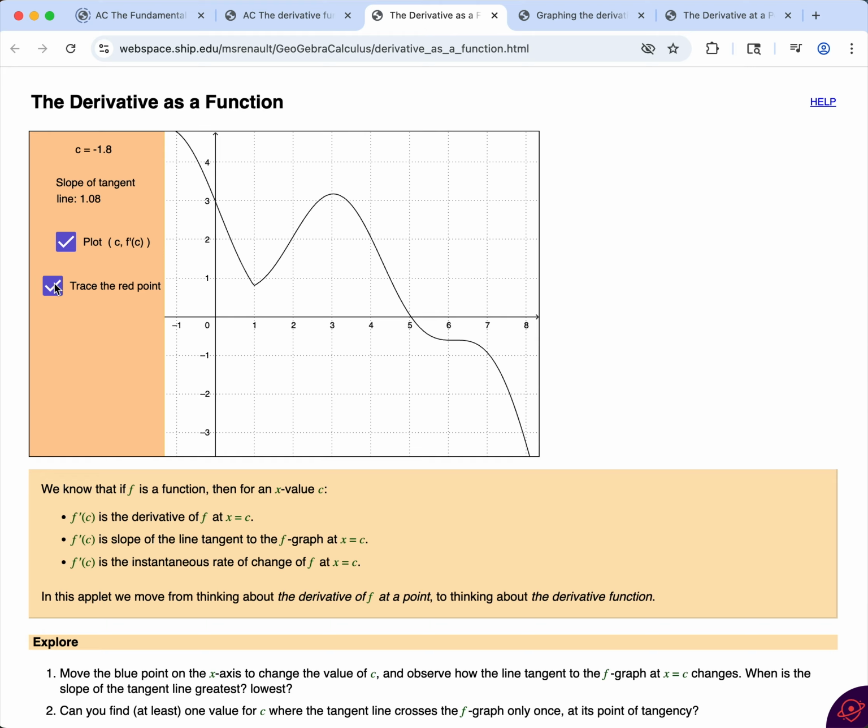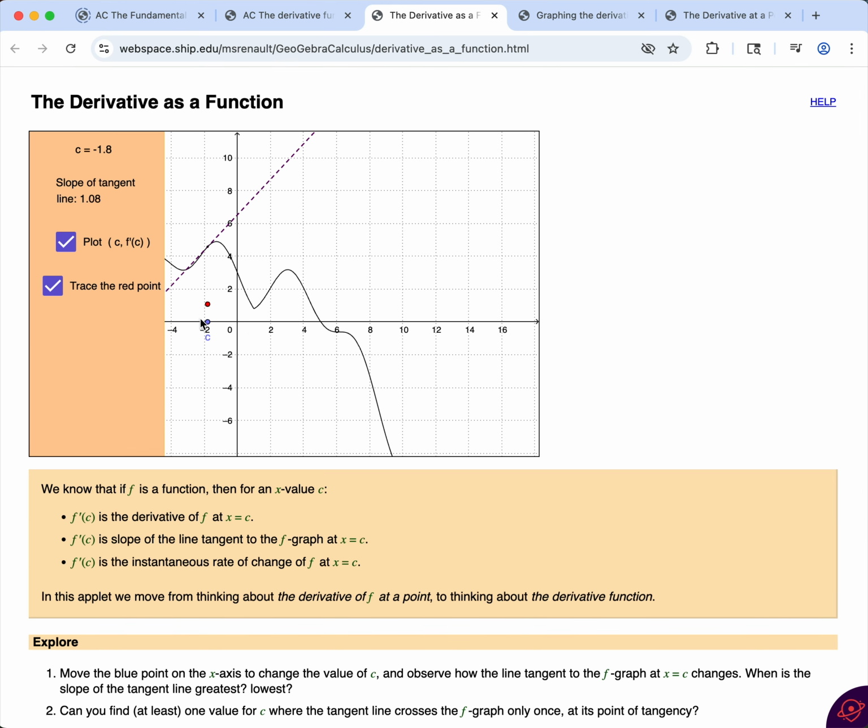So I'm going to trace it. I'm going to have it put a dot on the graph of what the slope is. So now, where is the button? Oh, I don't see the dot. Oh, there it is. So I can follow along this curve. So now it's tracing the slope.